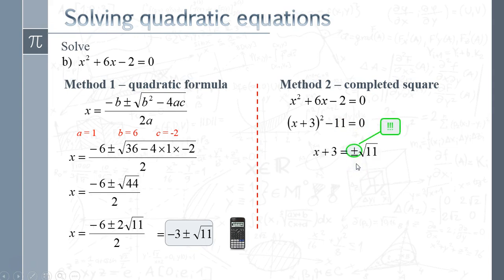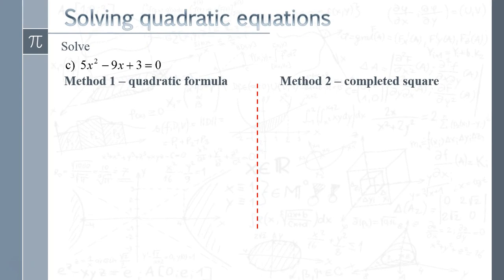To solve it, all I've got to do now is move over the 11 and do some square rooting. Notice, being very careful, that I've still got plus or minus because I've got to make sure that I keep the 2 roots. So obviously when you do a square root you get plus or minus. That's why the plus or minus exists over here in your quadratic formula. And then the final step, simply move the 3 over and we get exactly the same result that we had from quadratic formula.